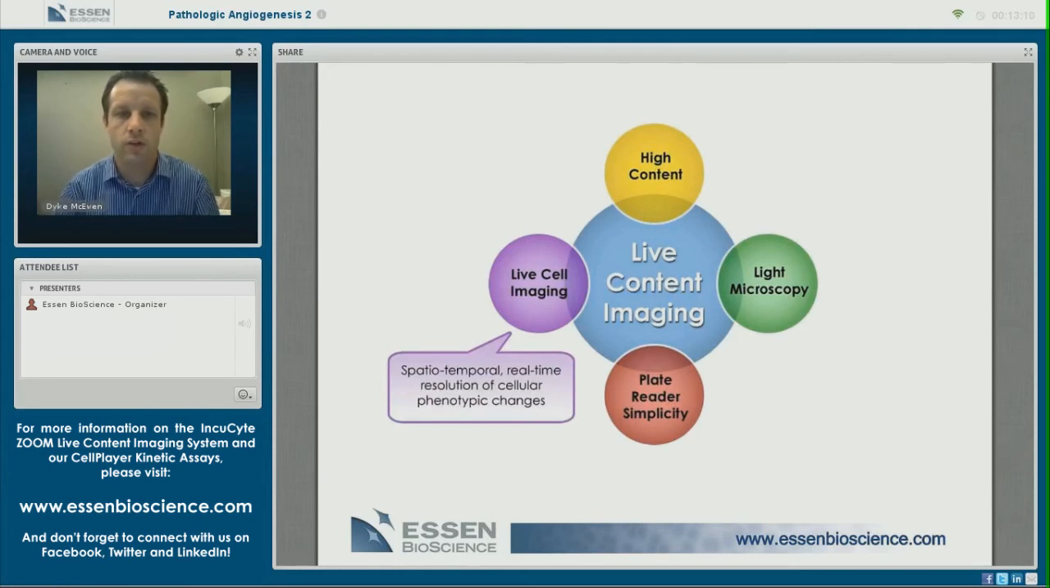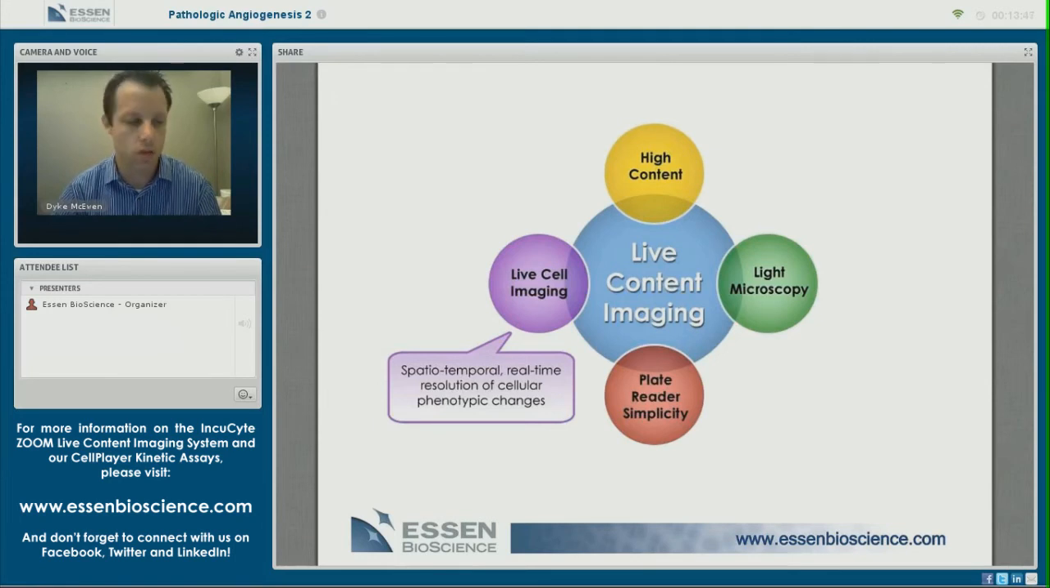Focusing on live cell imaging first, we consider live cell imaging the spatiotemporal real-time resolution of cellular phenotypic changes. What this allows us to do is take snapshots in time of our cell population over the course of the assay. So for example, in our angiogenesis assay, the data I will show you today is we take temporal updates every 6 to 12 hours over the time course of the assay to generate our kinetic data. From the images that are collected, we can generate image collections. We can also generate movies to look at how our cells change over time.